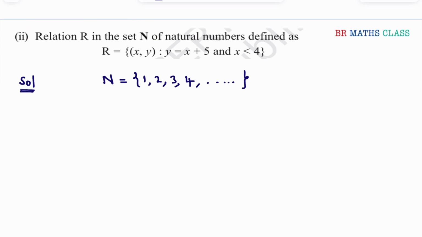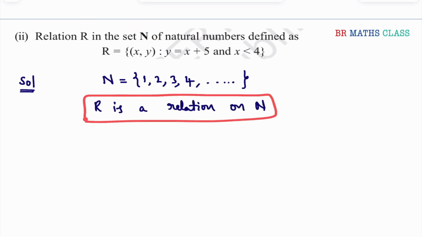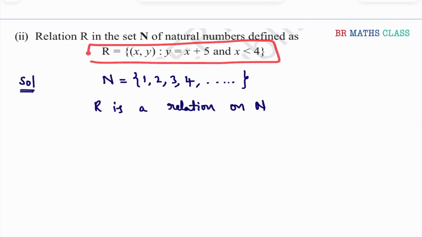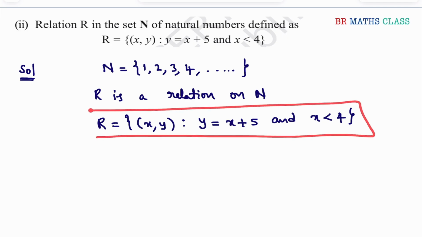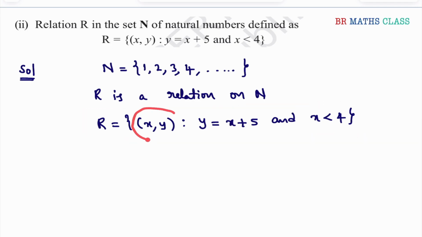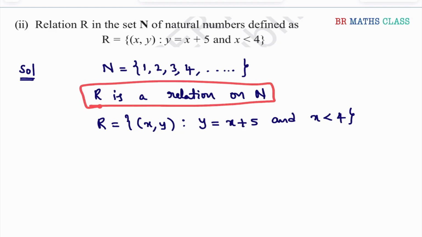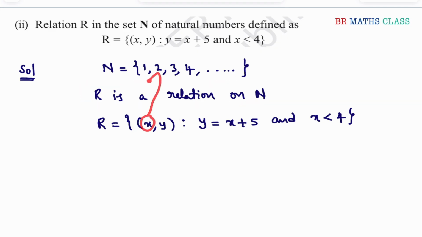So I'll write that also. R is a relation on N means R is a relation from natural numbers to natural numbers. Okay, and the relation they have given like this, we'll write this also. You observe this relation. This is similar to the last problem. Here this relation is given in set builder form. This relation contains ordered pairs, right? As it is a relation on the set of all natural numbers, x is a natural number, y is also a natural number. Both these elements must belong to this set.